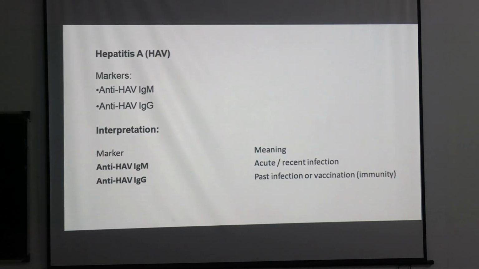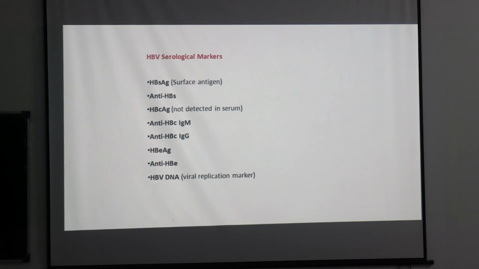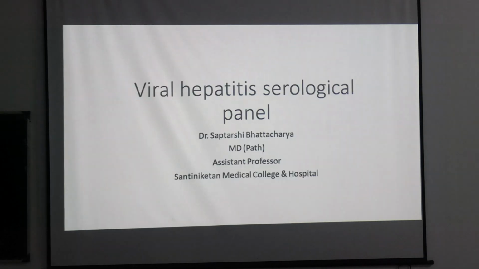So, these are the markers of hepatitis A: anti-HAV IgM and anti-HAV IgG. Anti-HAV IgM indicates acute or recent infection, anti-HAV IgG indicates past infection or vaccination. These are the serological markers for hepatitis B: HBs antigen, anti-HBs, HBc antigen, anti-HBc IgM, anti-HBc IgG, HBe antigen, anti-HBe and HBV DNA. Now the viral hepatitis serological panel.